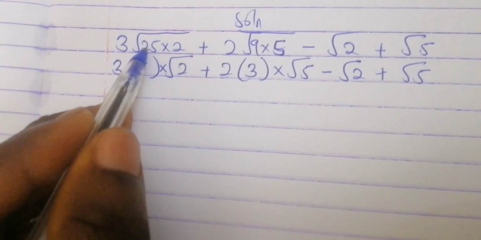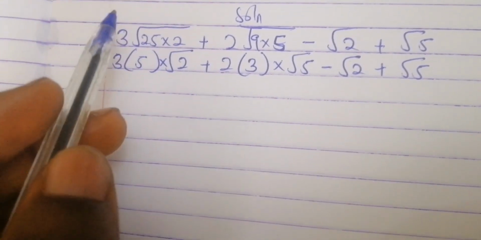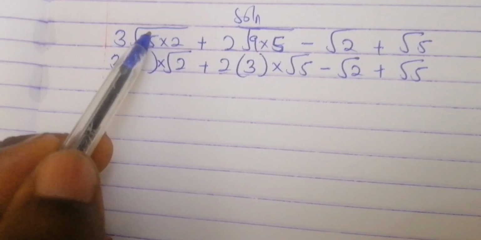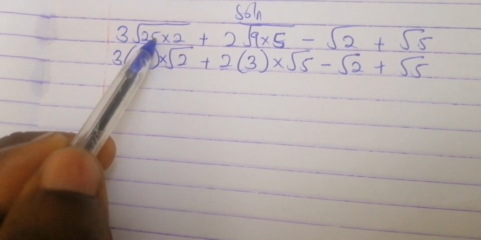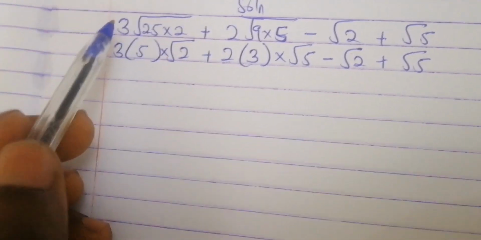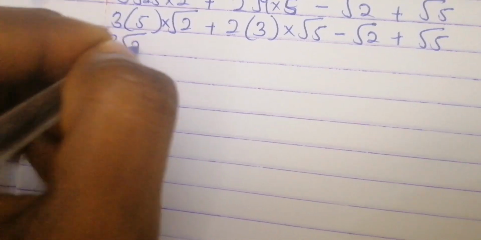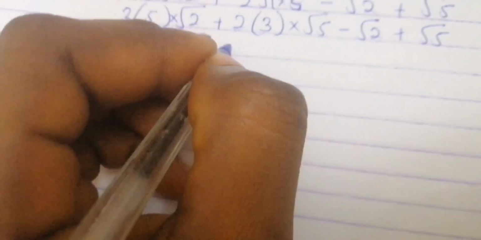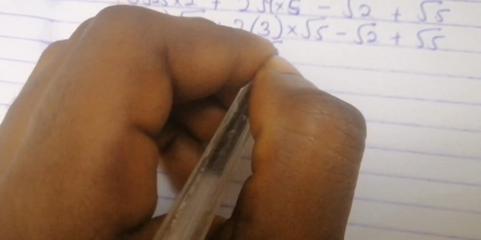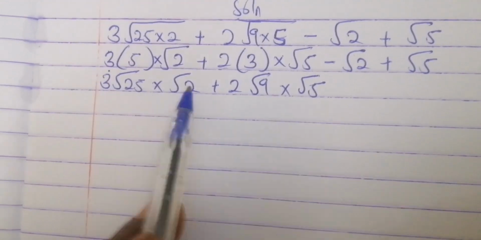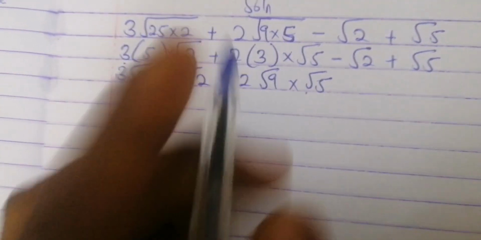So here we learned that these roots, 25 and 2, can be expressed separately. You see, it could have been root 25 times root 2, and this one could have been root 9 times root 5. That's how we express to get this. I wanted to explain much further for you to get it right. All right, so let's continue.